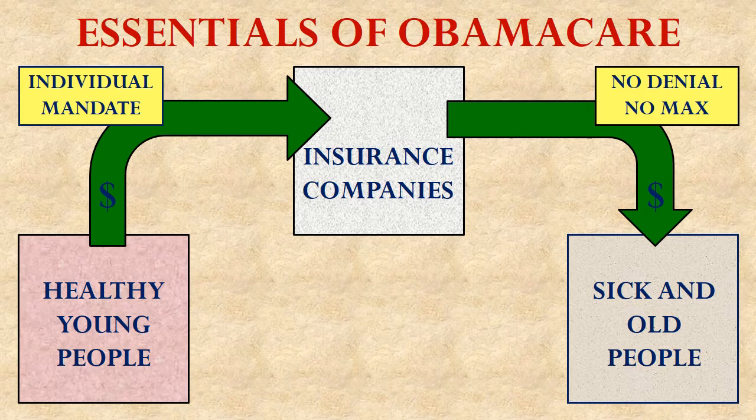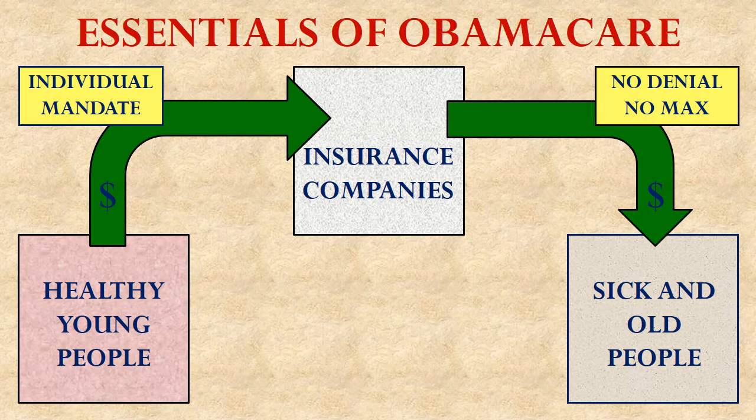The essentials of Obamacare are that young, healthy people will be forced by the individual mandate to buy insurance that they otherwise don't really need. And in that way, the money that they pay for their insurance premiums will be funneled into insurance companies. The insurance companies then, under Obamacare, are required to pay out payments to sick and elderly people who can buy insurance without ever being denied, regardless of their health condition, and with no maximum benefits.